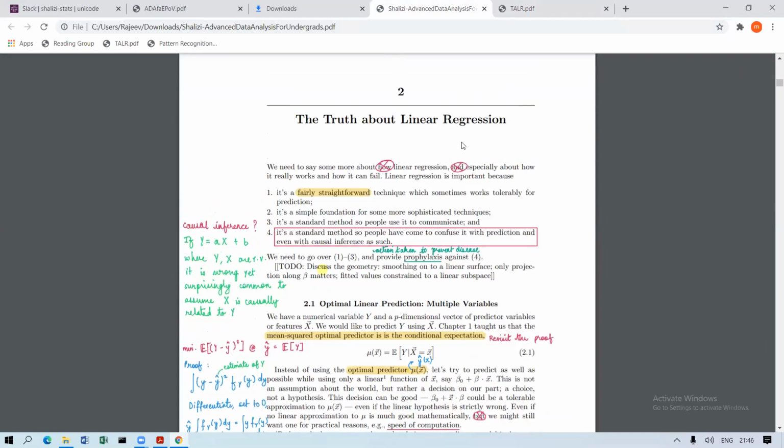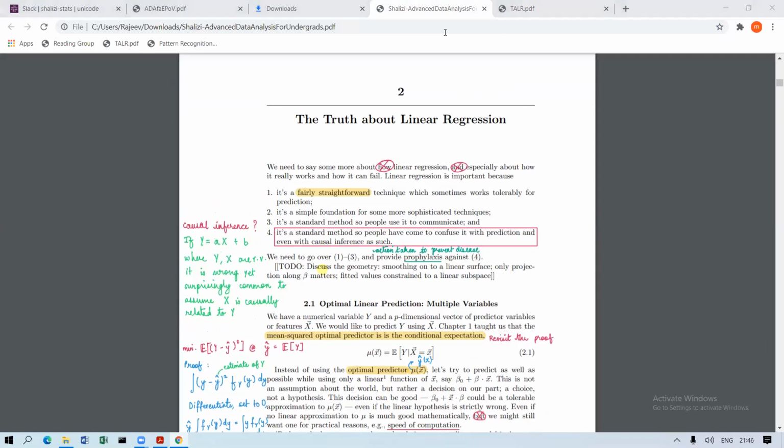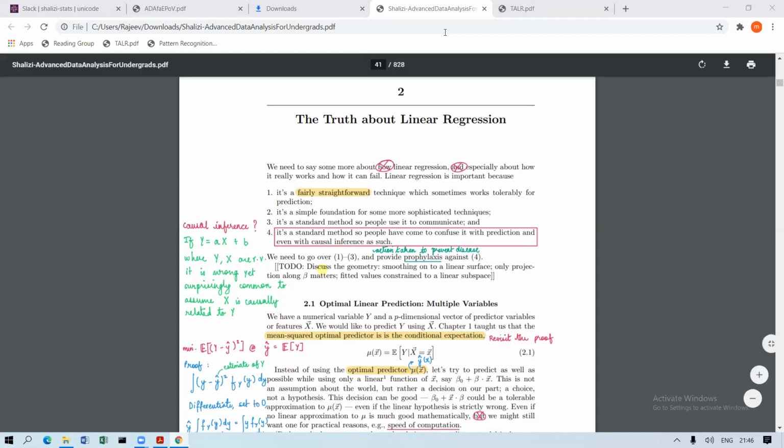So generally, how do you annotate on screen? Sorry.